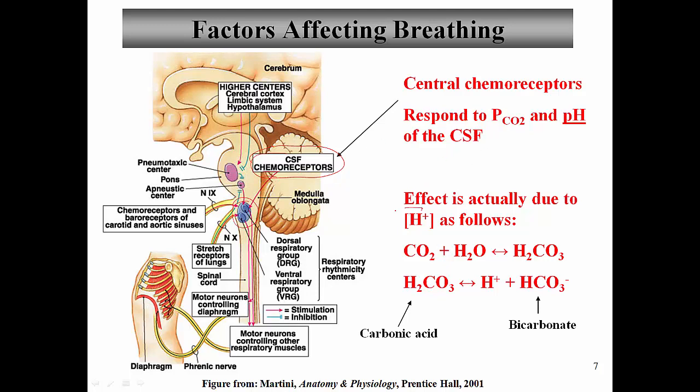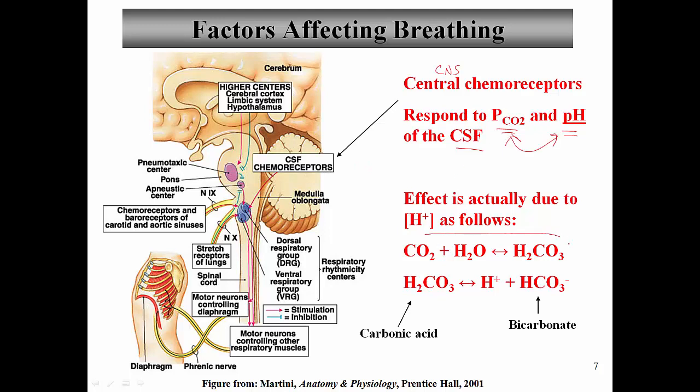Specifically, what they're going to respond to is levels of acid. So what we can say about these central chemoreceptors is that they respond to pCO2 concentrations and pH of the cerebrospinal fluid. Now this is the reason why we call these central chemoreceptors, because these are located within the CNS. Importantly, they respond to pCO2 and pH changes.